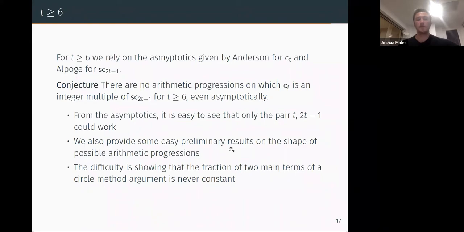But the difficulty is that, like I said here, Anderson and Alpogé use the circle method. And if anyone here is familiar with it, the main terms in the circle method are not so easy to control. So we have to look at the fraction of two main terms of circle method arguments, and we're not sure if they settle down eventually asymptotically. If anyone here has worked on circle method kind of things and fractions of main terms, I'd be very interested to hear how you would deal with this.